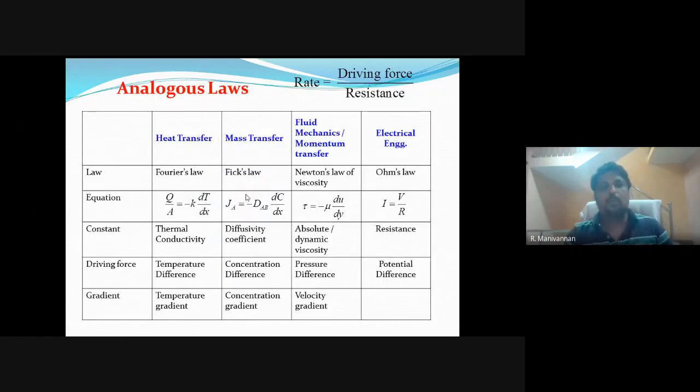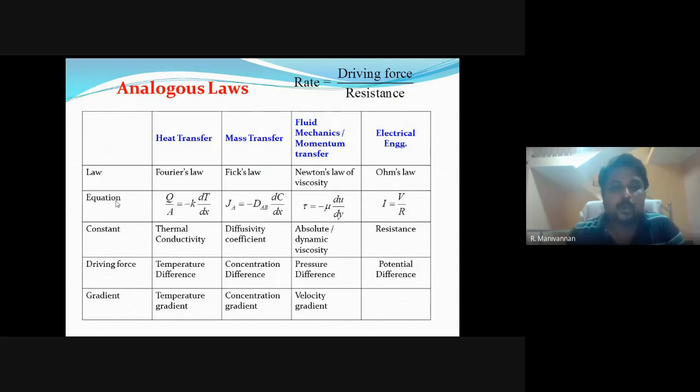Now we have seen Fourier's law of heat transfer, Fourier's law of heat conduction equation. Now, how is it analogous with the other laws in other subjects? Let us see that in detail in this slide. The law which we have seen in heat transfer is Fourier's law. The analogous law in mass transfer is Fick's law, the analogous law in fluid mechanics, that is momentum transfer, is Newton's law of viscosity, and in electrical engineering we have Ohm's law.